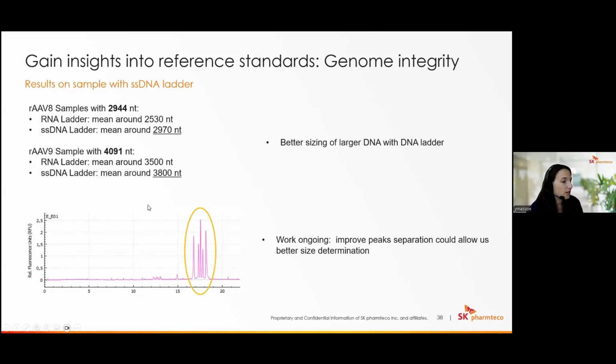The size of the AAV9, about 4,000 nucleotides, is despite everything underestimated, perhaps due to the lack of separation of the peaks of the ladder. We are going to work on the improvement of the peak separation of the ladder to have a better size determination. And now I let Steve conclude this webinar.